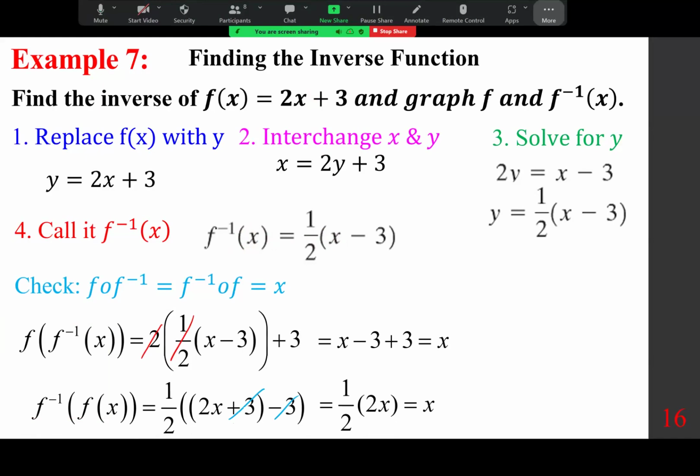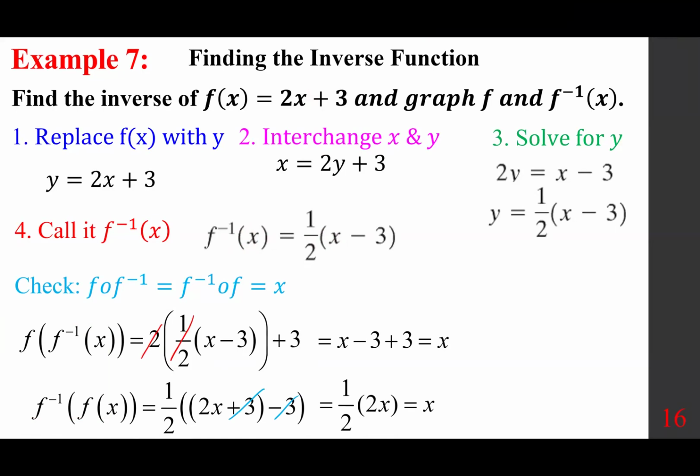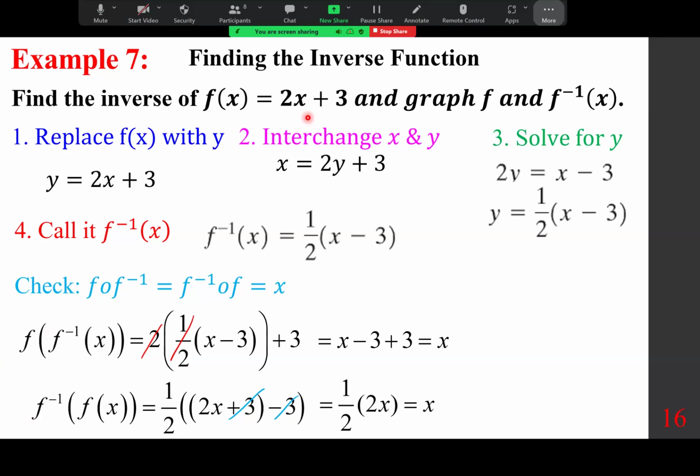Now, let's graph the two lines. Those are easy. Let's find a couple of pairs. This one clearly has the y-intercept as 0, 3, which corresponding to that is 3, 0.